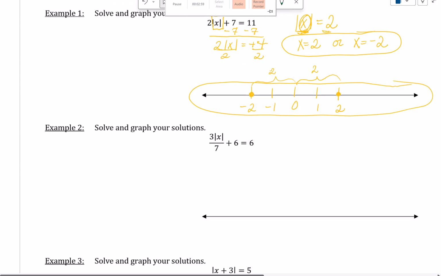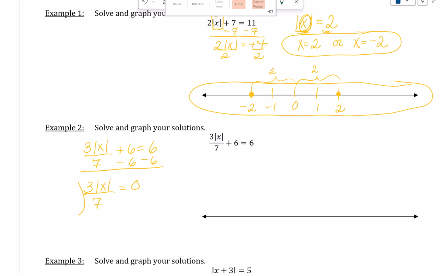So let's look at another one here. I would pause the video and try this one and then see if you get the same thing that I do. Anytime you can practice and then check is super helpful to your learning. So I've got 3/7 times the absolute value of x plus 6 equals 6. So we subtract 6. So I have 3 absolute value of x over 7 equals 0.